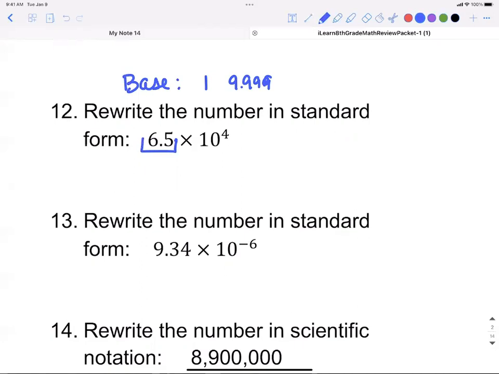Now we want to expand this. It's in scientific notation currently, and we want to expand it into standard form, which means make it just a number that you would be used to seeing with all the zeros. So the way we do that is we take the 6.5 and we put our pen or pencil right where that decimal point is. And this tells us to bounce. And because it's a positive exponent, we're going to bounce to make a big number. So 1, 2, 3, 4. Fill in the gap with zeros. And so your answer is 65,000.